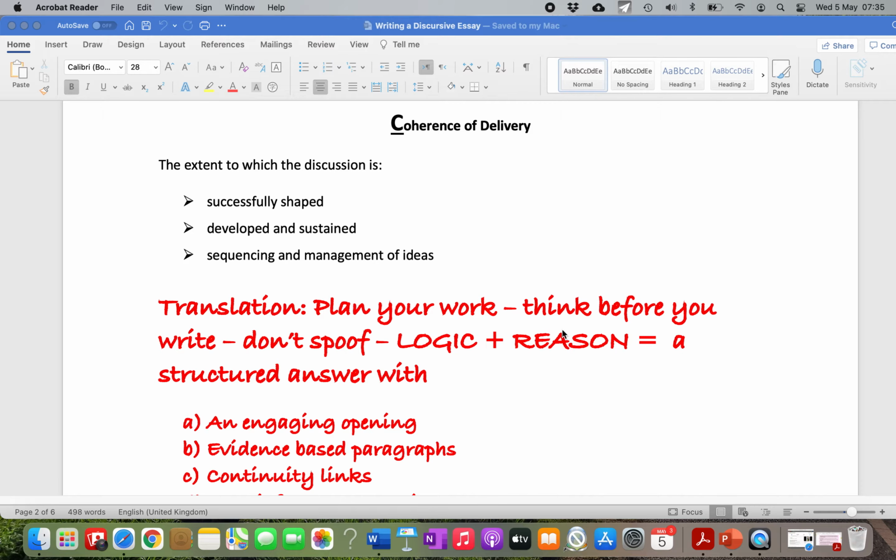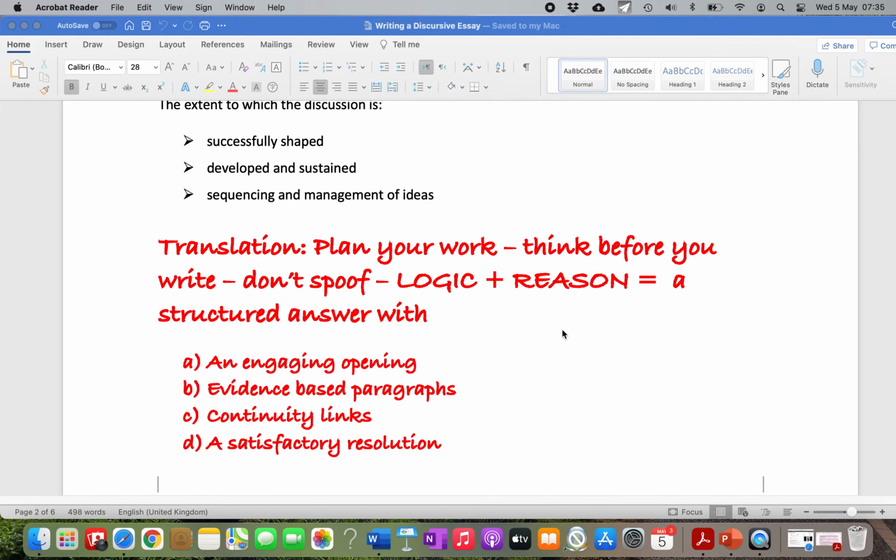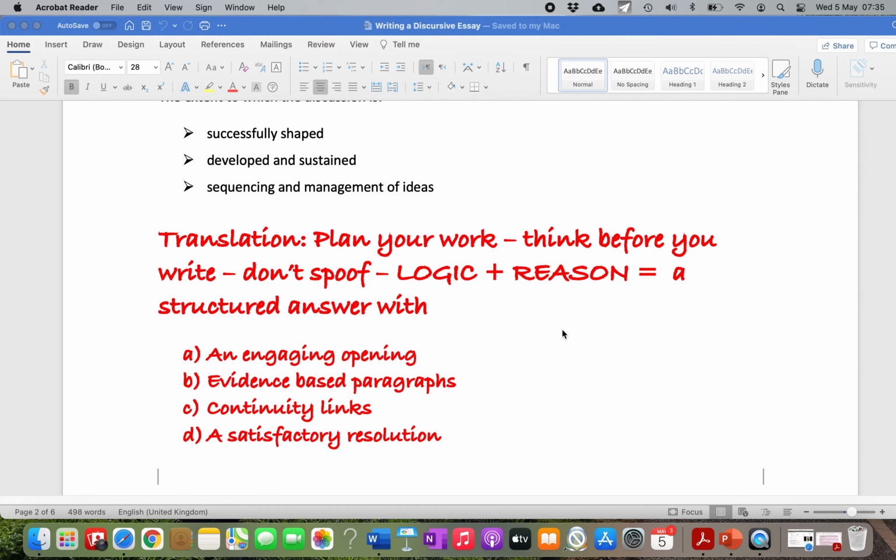and sustained, and there should be sequencing and managing of ideas. So what does that mean? It means plan your work, think before you write, don't spoof. You all know what spoofing means, right? Making it up as you go along.